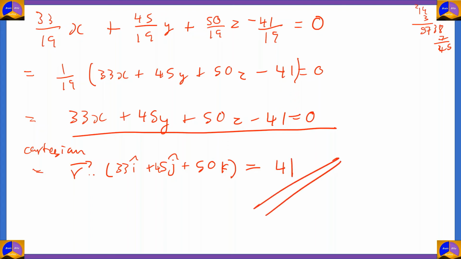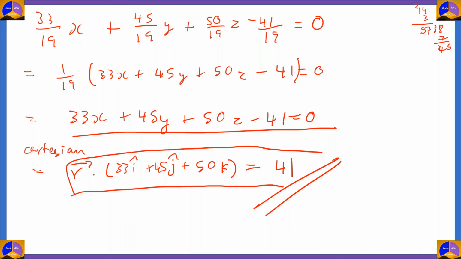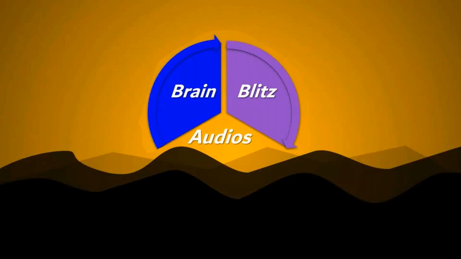So this is the required answer. Now in some answer keys, they'll give you minus 41 equals 0. It is still the same. So this is the vector equation that you should be getting. So we've converted the vector equations in the initial step to Cartesian and solved it using the Cartesian equations, which is pretty easier than the vector equations. And finally, we got the required Cartesian equation and we converted it to the right answer, which is a vector equation. So that completes this episode of CBSE board exams.